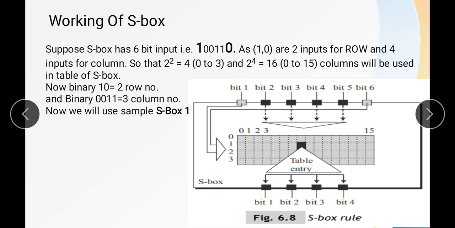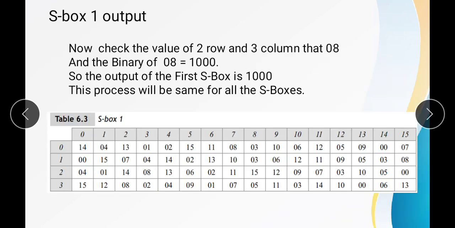So we have to check the second row and third column of the permutation table. This is again the transposition table for the S box 1. So we have to check the second row and third column, that will be this 8. The value of this will be 8. This is the output of the S box 1, and again we have to convert the 8 into binary. The binary equivalent of 8 will be 1 0 0 0.